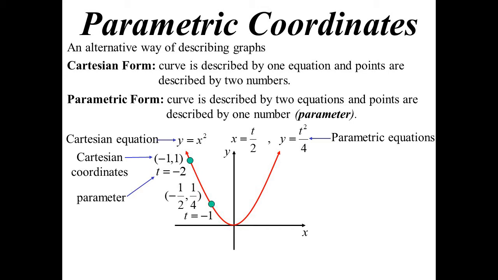There's minus a half, a quarter, its parameter would be negative 1. The origin, 0, 0, amazingly, the parameter is 0. Then there's half, a quarter, that's t equals 1, and 1, 1, that would be t equals 2.